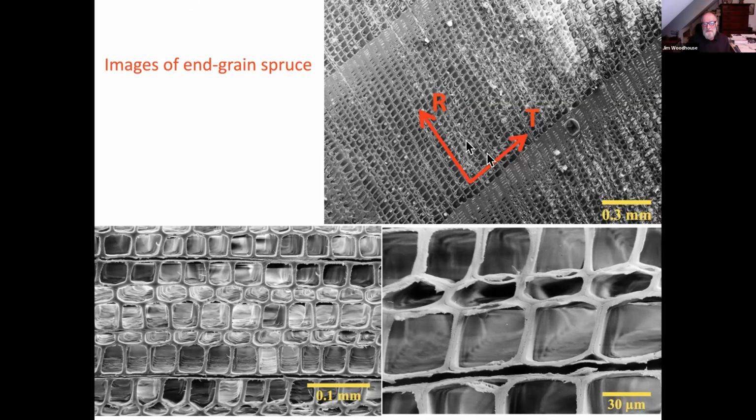So here's a least magnified view of end grain. So we were in the RT plane. This is, remember, radial outwards. And here's one complete annual ring.